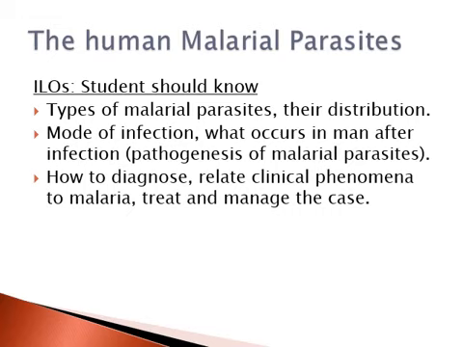We should know about them, their types, their distribution around the world, also the mode of infection, what occurs when man is infected, and we call this the pathogenesis of malarial parasites. Also, after we know the disease process, we must know the diagnosis and the clinical phenomena related to malaria, and how to treat and manage the cases of malaria if they are in an epidemic or not. And if anyone comes to our country having malaria, we must know how to deal with the case. Also, in our country, there are sporadic foci for malaria, and how we can control this disease in our country is very important.